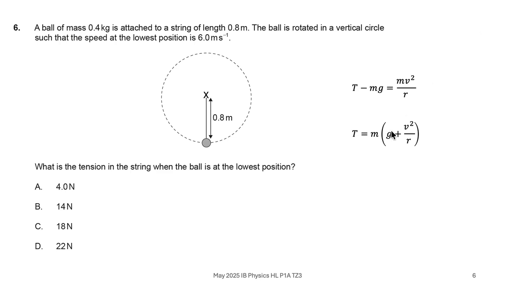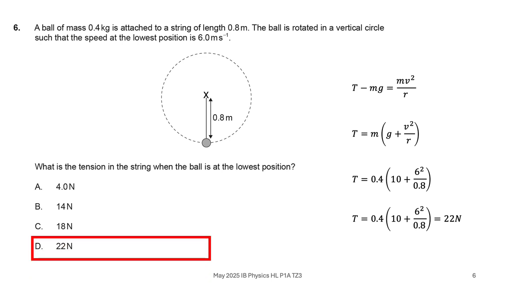We also know g. Now in this case, we're just going to use g equals 10 because this is multiple choice. To be honest, it wouldn't make much difference either way. We're going to end up with a nice answer here, which is 22 newtons. And the answer here is D.